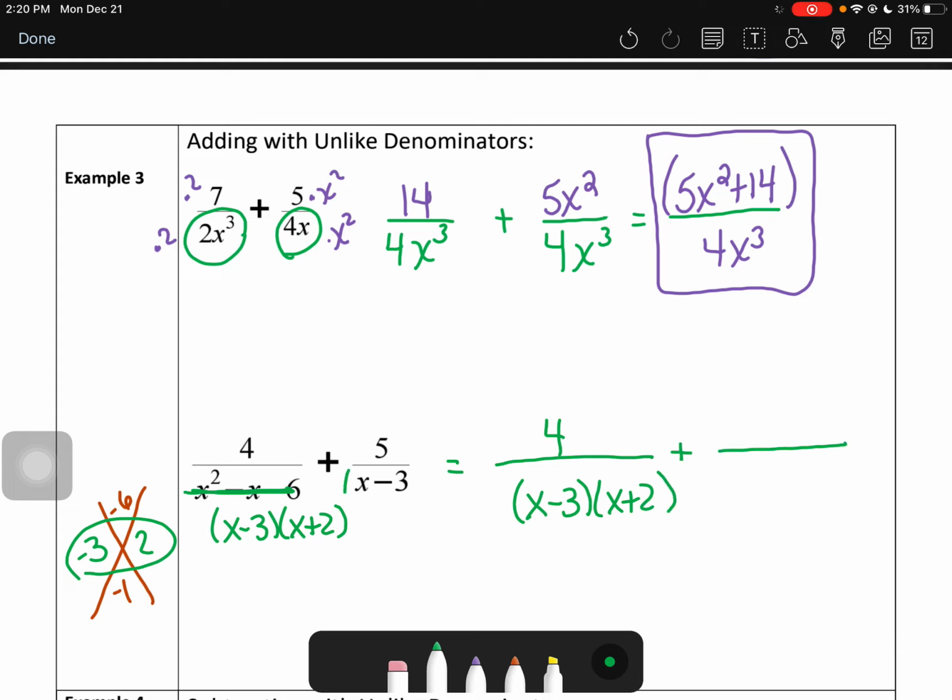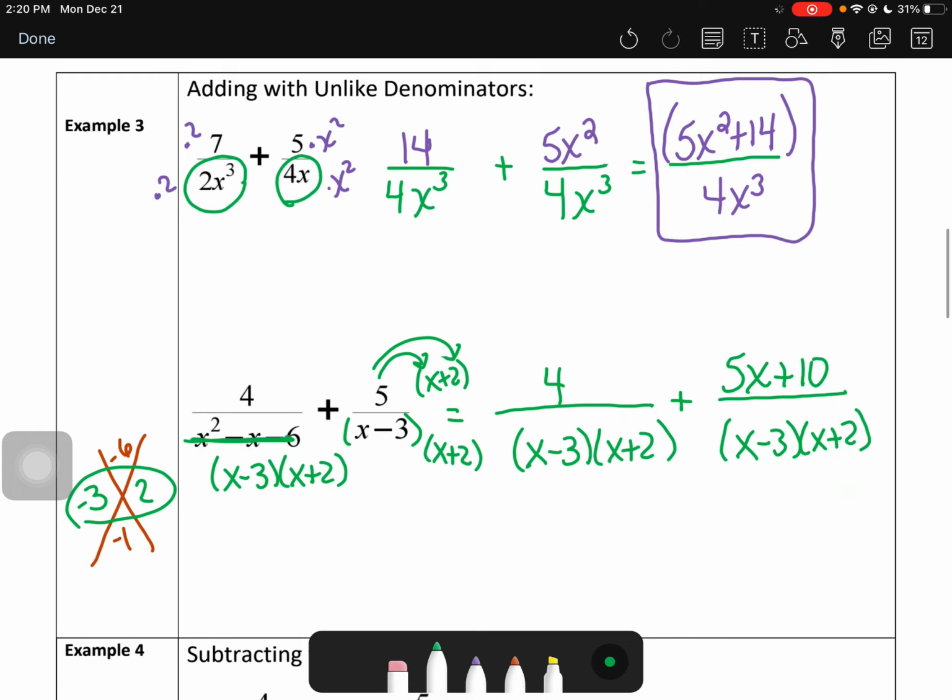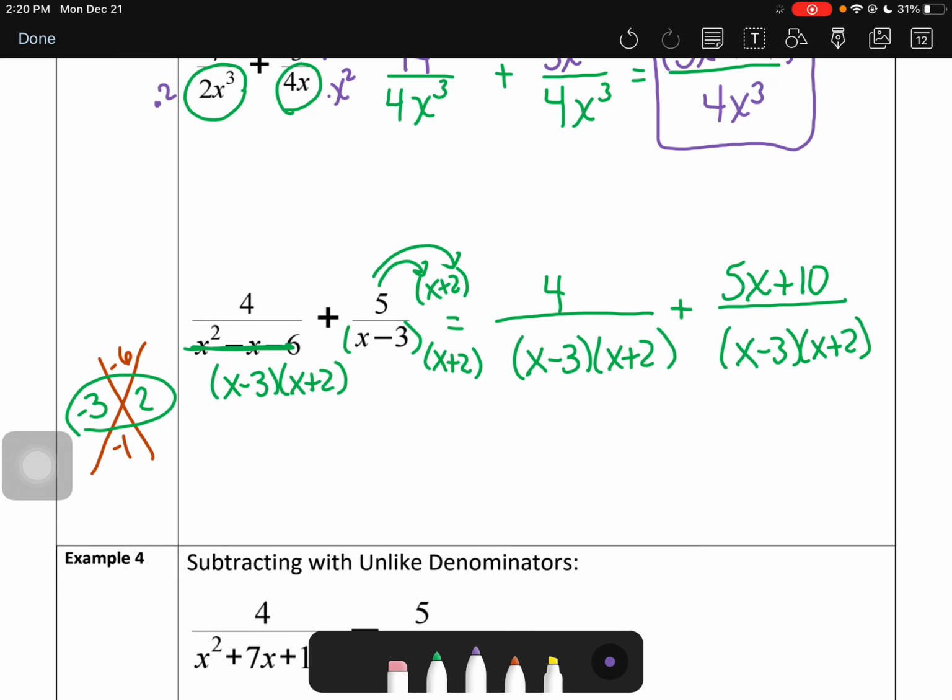But our second fraction only has the x minus 3, so we need to multiply both the numerator and the denominator by x plus 2. We'll leave it in factored form, but we will multiply and distribute the numerator because we are going to have to combine like terms. So we want to combine like terms.